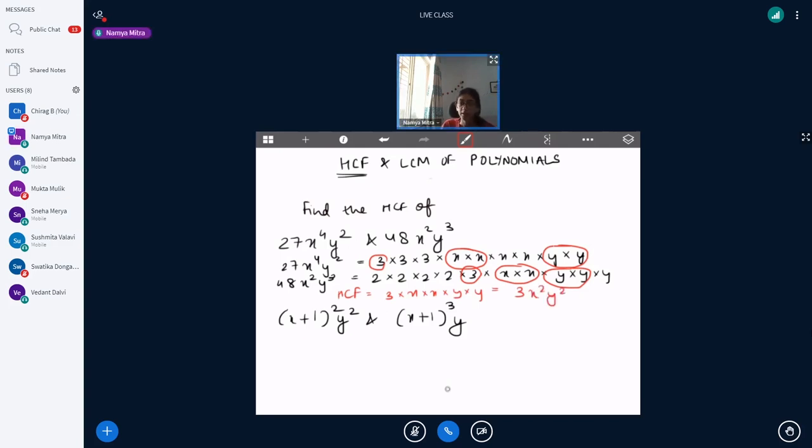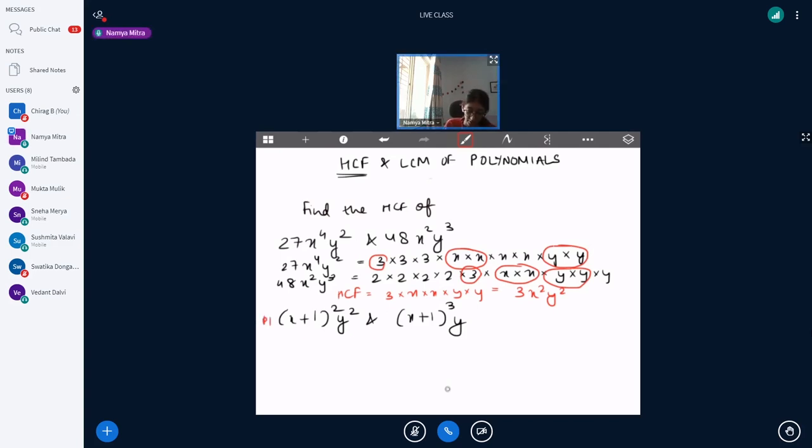So what I've basically done is I've factorized both the monomials, written each factor, and separated all these factors with multiplication signs. And then I circled whatever I found common, double checked everything once again, and then I wrote down my final HCF. You can use the same method for the polynomial, the second question.